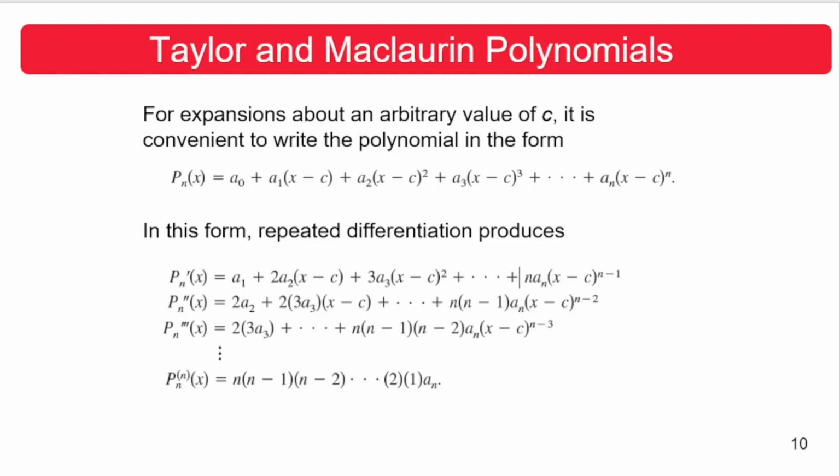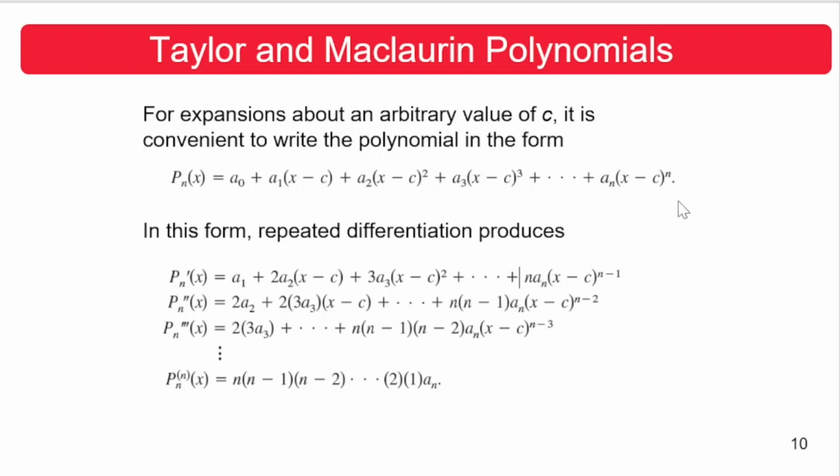For expansions about an arbitrary value of c, it is convenient to write the polynomial in the form of p sub n of x is a sub 0 plus a sub 1 times x minus c plus a sub 2 times x minus c to the second power plus a sub 3 times x minus c to the third power plus, and so on and so forth, plus a sub n times x minus c to the n power.